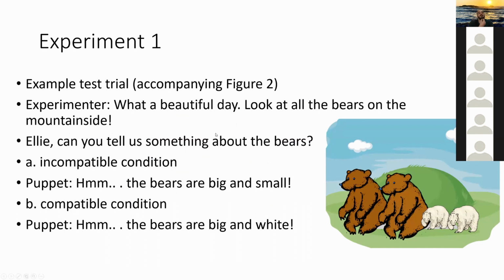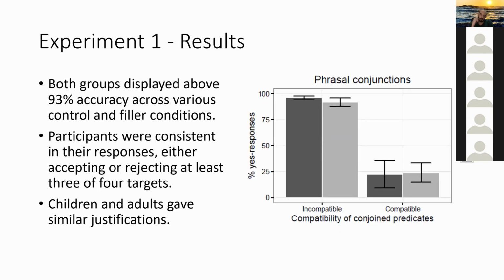The experimenter would say, oh, what a beautiful day, look at all the bears on the mountainside. He would say this to the child, and he would say to the puppet, which would be a pre-recorded video, can you tell us something about the bears? Then the puppet would say, the bears are big and small. Or if it's in a compatible condition, the puppet would say, the bears are big and white. And then the child would have to figure out, was that correct or wrong?